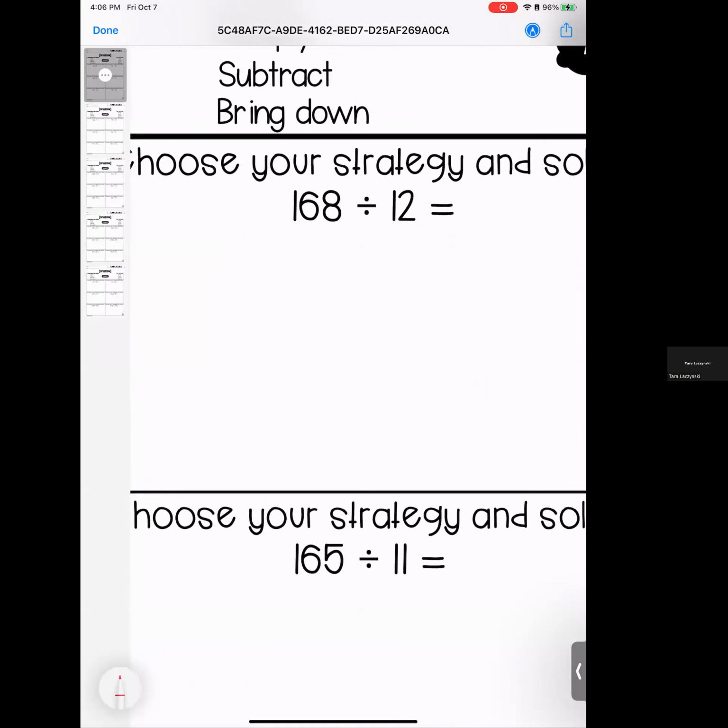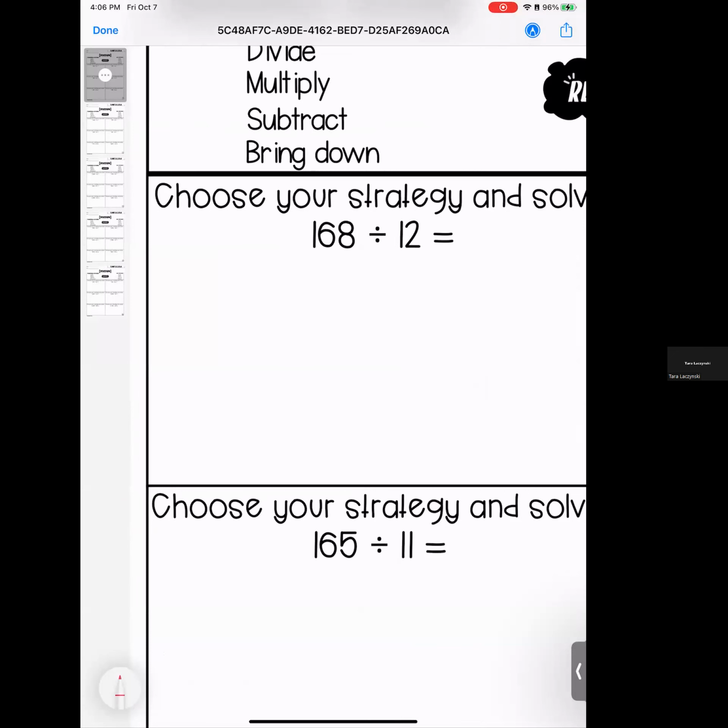We are working with two-digit divisors this week, which means that the number that is dividing in has two digits. Something important to remember about that is that we need to keep these two digits together. They can never be separated. So when we're thinking, does this number divide in? We're using the whole number outside.